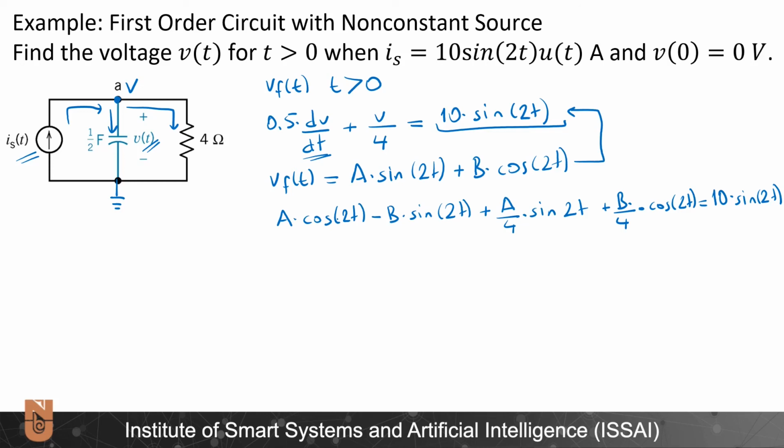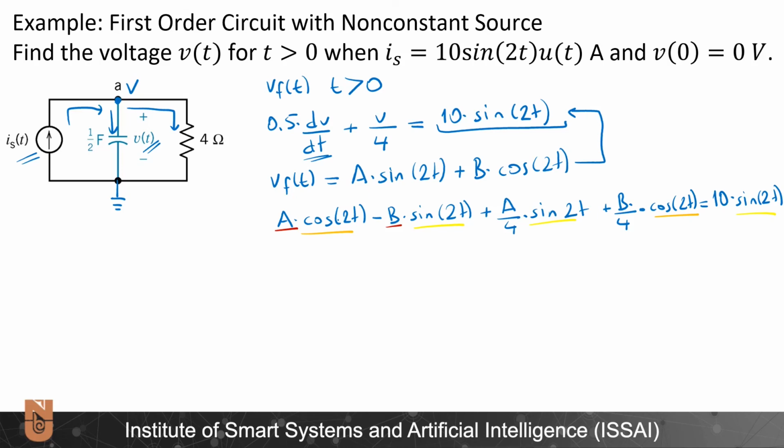Now here I have a problem. I have two unknowns, A and B, but a single equation. However, some terms in this equation are multiplied with cosine 2t, and some terms are multiplied with sine 2t. I will use this in order to solve this circuit. So let's first focus on the cosine terms. A plus B over 4 is equal to 0. For sine terms, I have A over 4 minus B is equal to 10.